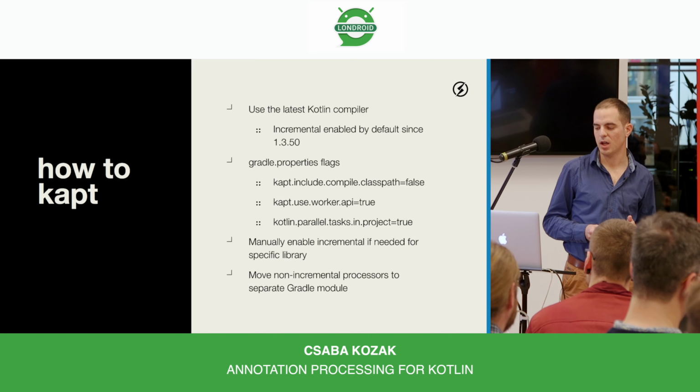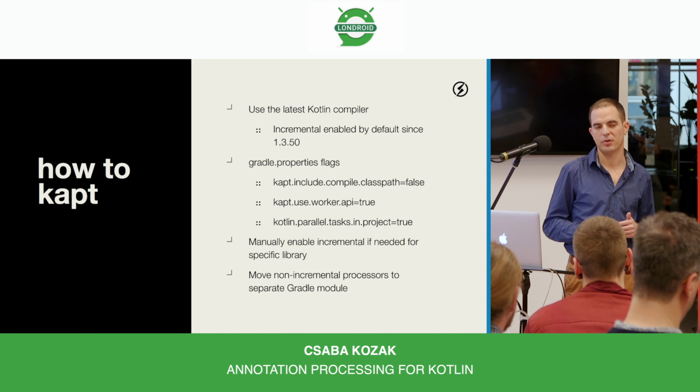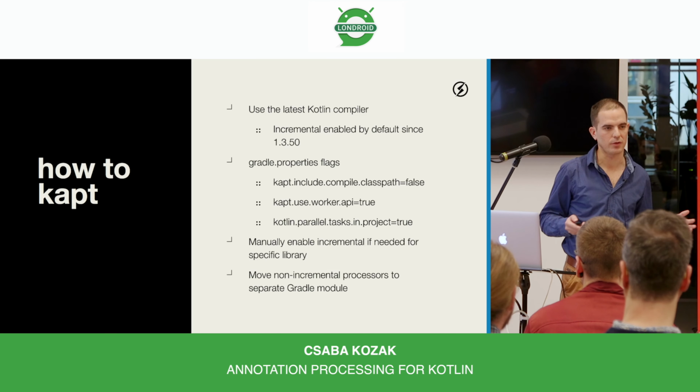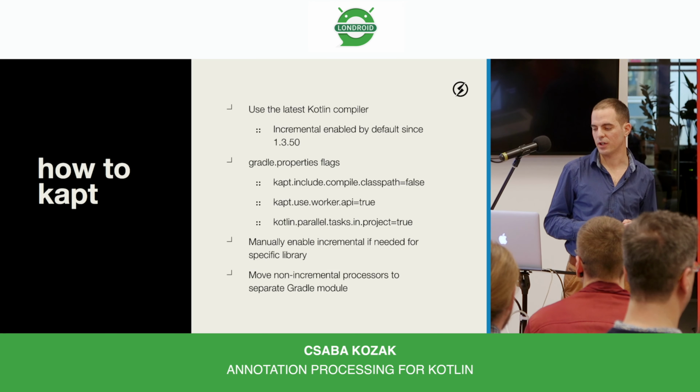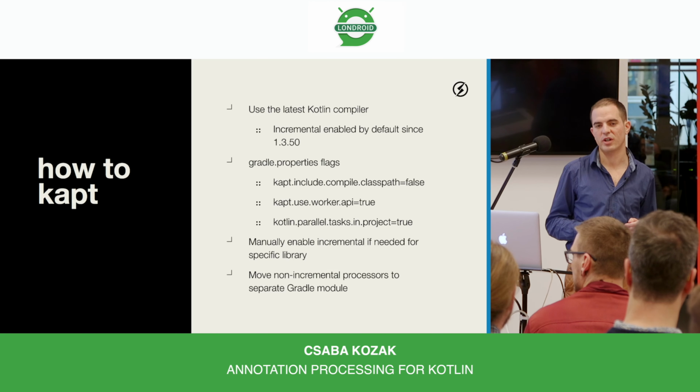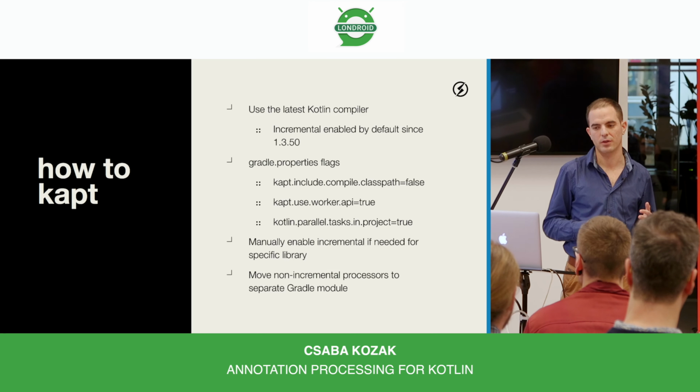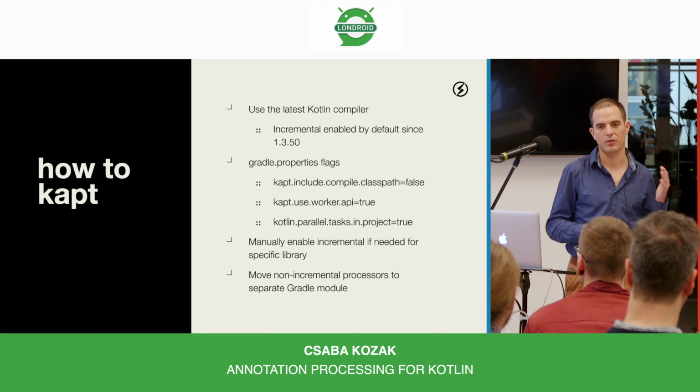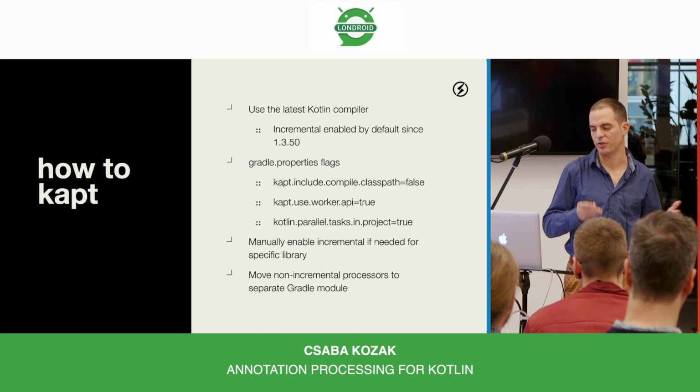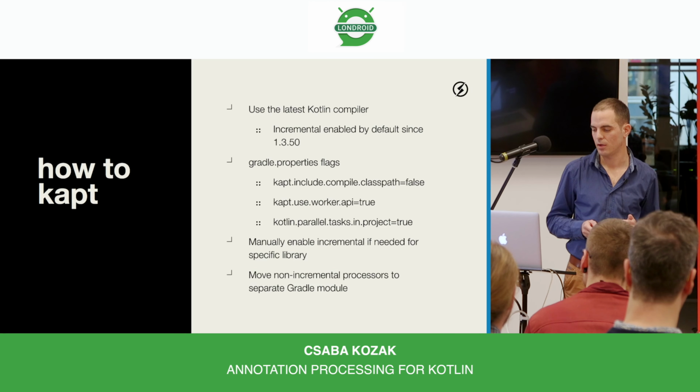The second flag, kapt.use.worker.api=true, means that the Kotlin annotation processor tool will use the Gradle worker API, which means faster build times for you. And the last flag is for projects that have multiple modules. If you have multiple modules, then those modules can be parallelized in terms of build. And if you set this flag to true, then the Kotlin compilation can be parallelized as well, so your Kotlin modules are actually compiled in parallel.